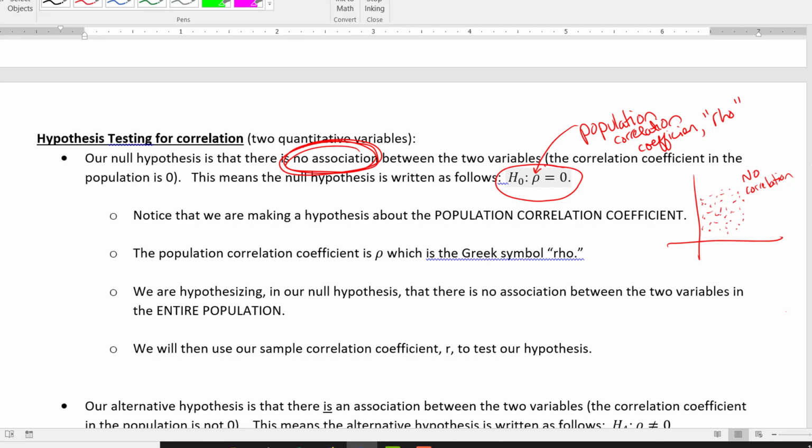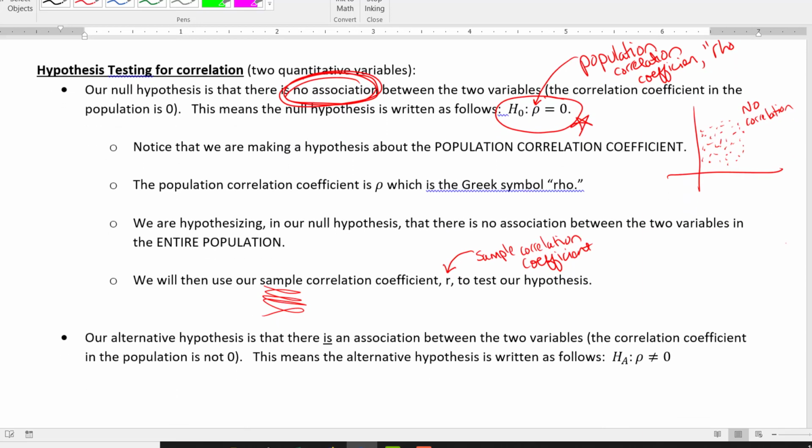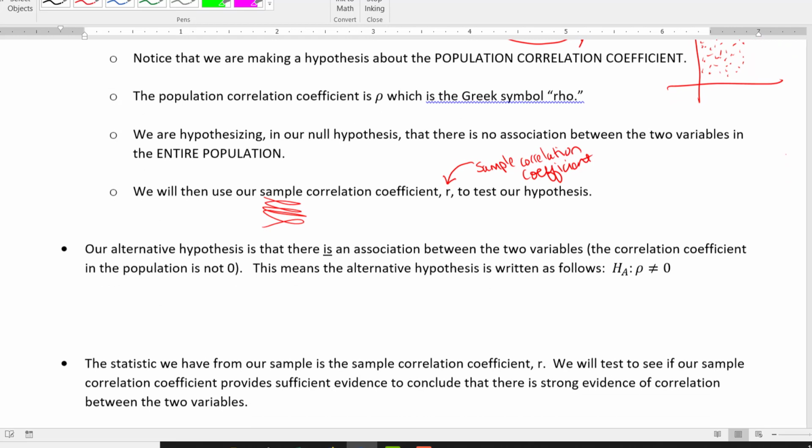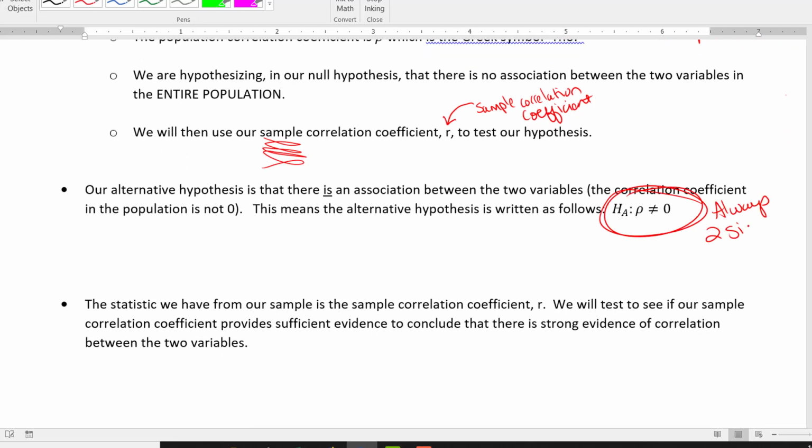You then go out and you collect a sample and you get your sample correlation coefficient. You're going to use your sample correlation coefficient to determine the strength of evidence that you have against this null hypothesis. Your alternative hypothesis when you do these is always going to be two-sided. So you have a null hypothesis that there's no correlation. Your alternative hypothesis is that there is correlation.